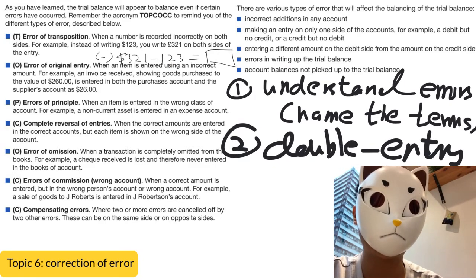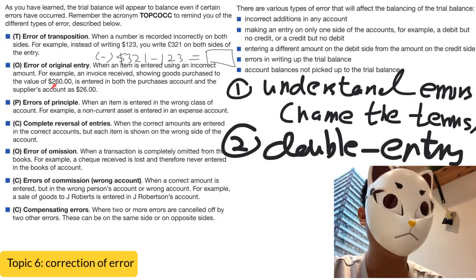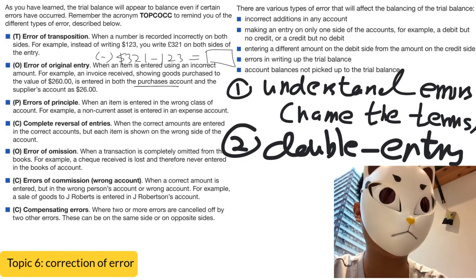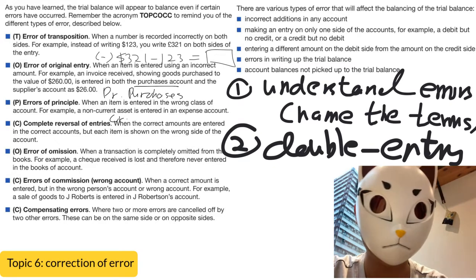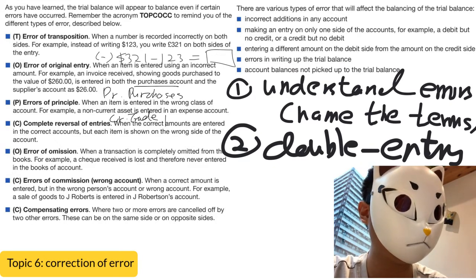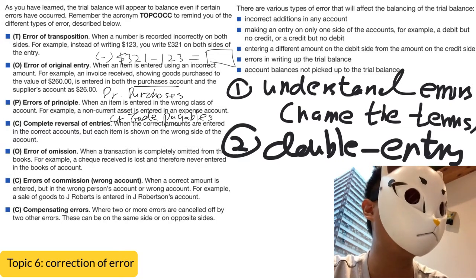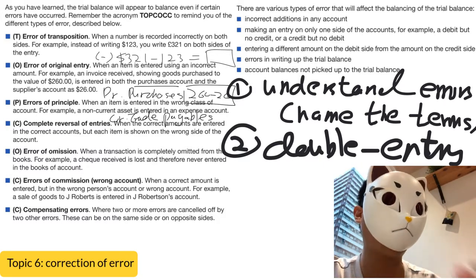And the second error is called error of original entry. Say for example, it's 26, so you enter 26. What you need to do is add it up. You need to debit purchases, and then credit the supply. You need to credit trade payables. So the amount will be 260 minus 26, for both sides. This is how we do it for the second one.